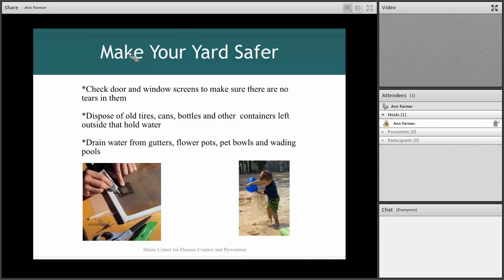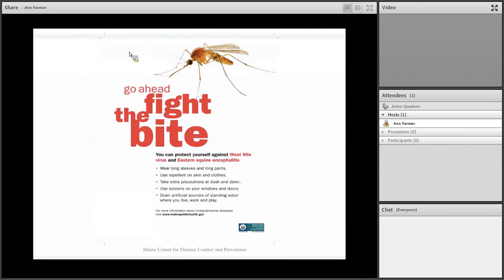You can also drill holes in man-made containers to ensure that the water drains out. If containers must be there, like bird baths or pet bowls, make sure you empty the water out of them at least once a week so that the mosquito larvae in them won't have time to complete their life cycle.